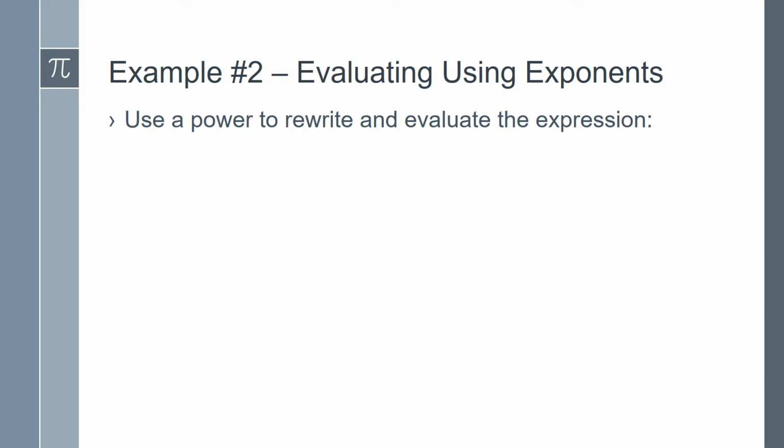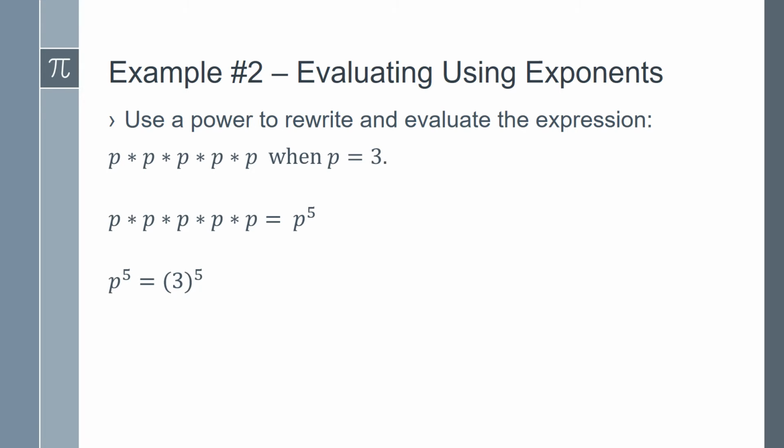Example number 2. This time we will use a power to rewrite and evaluate the expression. P times P times P times P times P when P equals 3. Let's start with an exponent. P times P times P times P times P equals P to the 5th power. Next, let's substitute in. P to the 5th power equals 3 to the 5th power. This is where the parentheses start to come in handy. 3 to the 5th power equals 243. So, P to the 5th power equals 243 when P equals 3. When dealing with larger exponents, feel free to use your calculator if you need to.